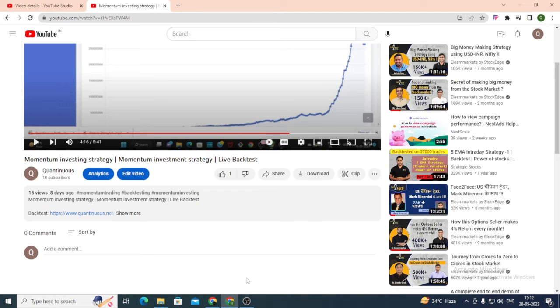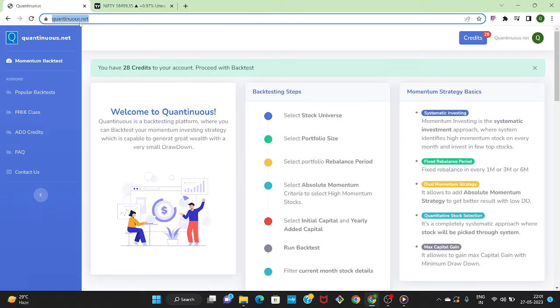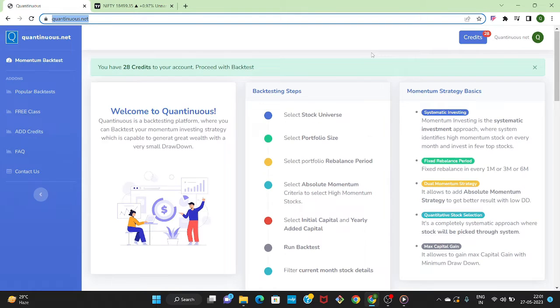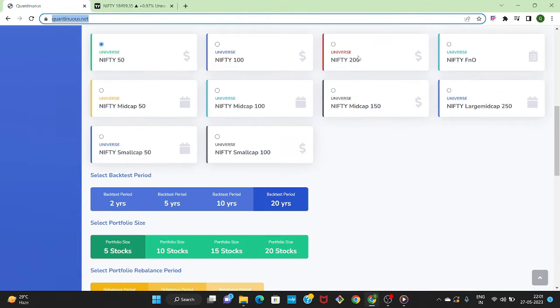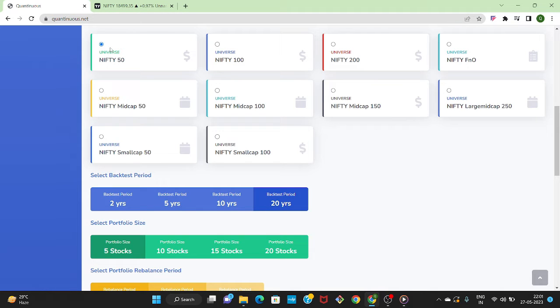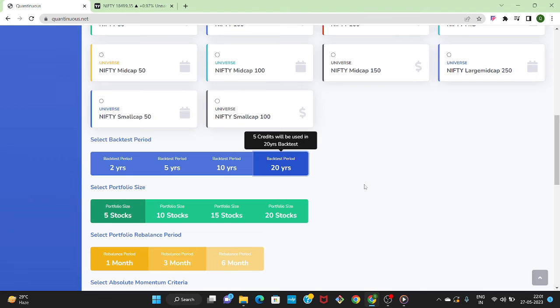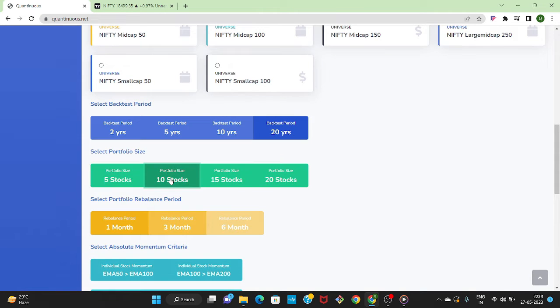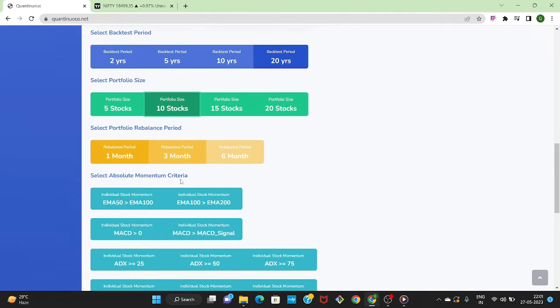Let's go to Quantinuous and start building the strategy first. You can click on the Quantinuous link given in the description and come to this page. For the strategy, we will select the stock universe as Nifty 50. Then we have to select the backtest period as 20 years. Portfolio size will be 10 stocks. We have to select the rebalance period as 1 month.